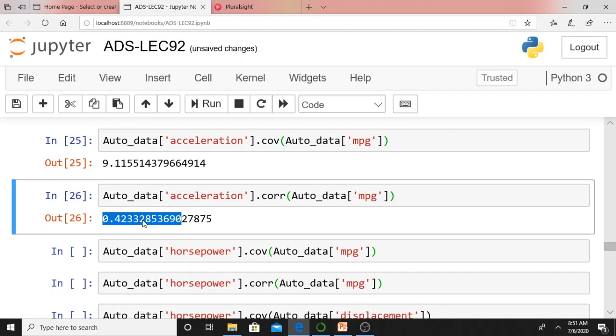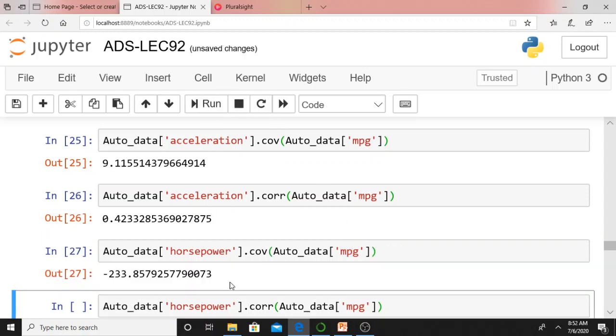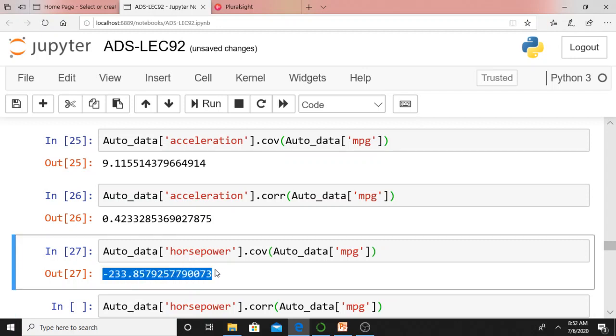Let's calculate covariance between horsepower and miles per gallon. Horsepower is my column name in the auto_data data frame, which I discussed in my previous lecture. This is mpg, which means miles per gallon. I am calculating covariance between horsepower and miles per gallon. Let me run this simple code. What is its value? Minus 233.857, something like that.